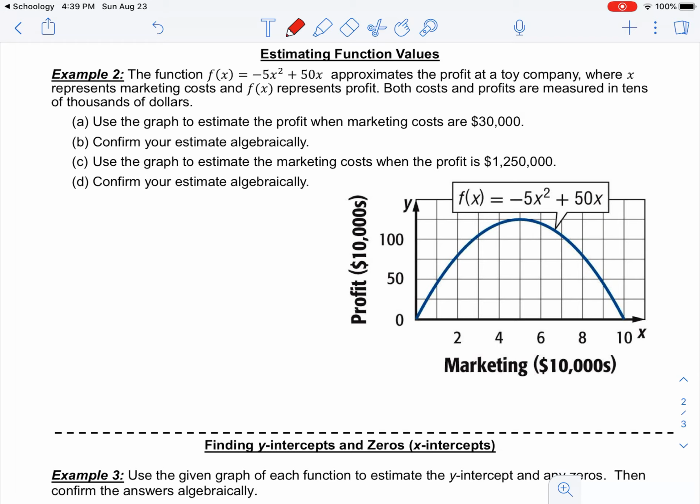Next is estimating function values. So this is, can you look at a graph and read it, basically. So this says the function f of x equals negative 5x squared plus 50x approximates the profit at a toy company where X represents marketing cost and F of X represents profit. So the input is cost, the output is profit. Both costs and profits are measured in tens of thousands of dollars.